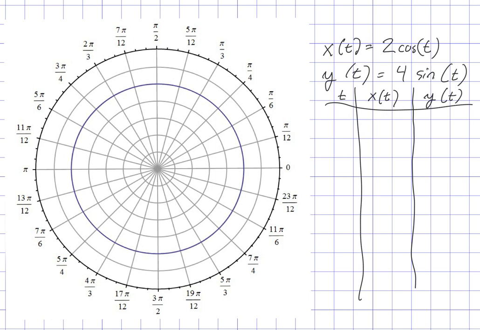Working on the unit circle, we almost always start at the very beginning, at 0 degrees. So what is cosine at 0 degrees? That's 1, times 2 is 2. So cosine of 0 is 1, 1 times 2 is 2. y of t is, what is sine at 0? Sine at 0 is 0, times 4 is 0. My point is going to be at 2 and 0 for my x of t and y of t.